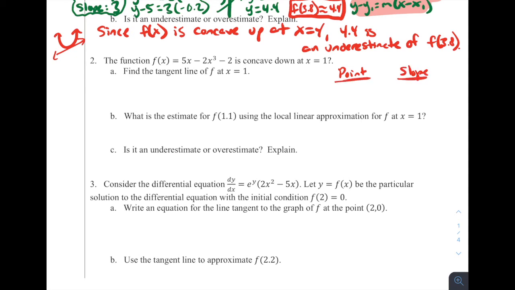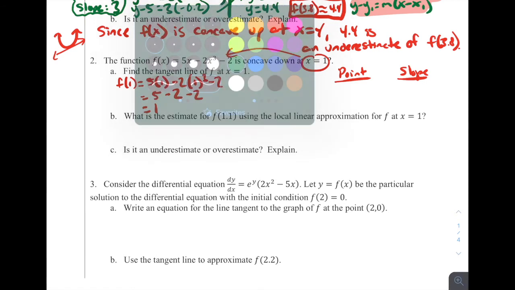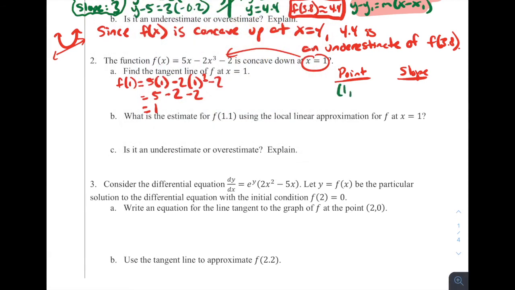All right, so to find the point, we know we need an x and a y value. They gave us the x. The y value we're going to get from plugging in here, so I need to find out what f of 1 is. Plugging in that 1 for this function: 5 times 1 minus 2 times 1 cubed minus 2. That's going to be equal to 5 minus 2 minus 2, which is equal to 1. So the point we're looking at for this problem is when x is 1, the output is also 1. So (1, 1) is our point.